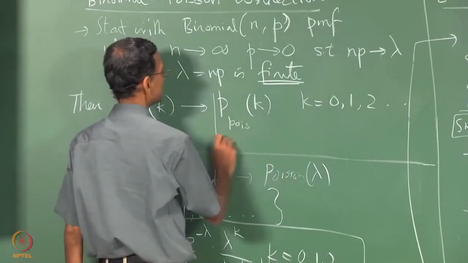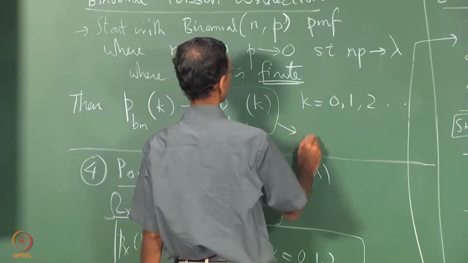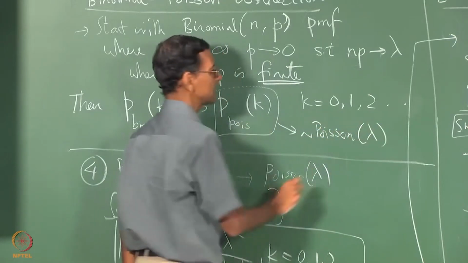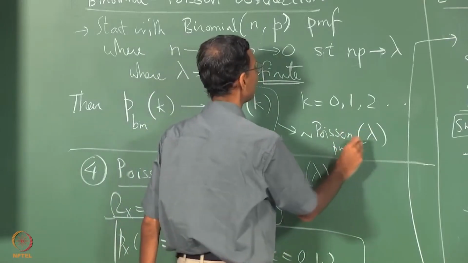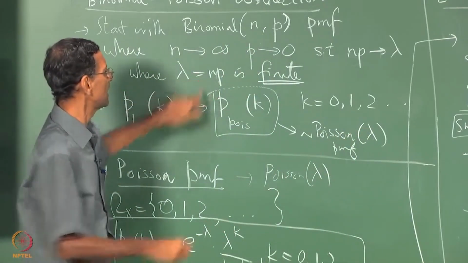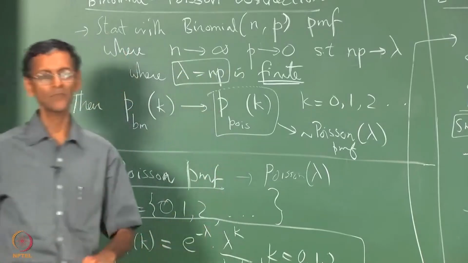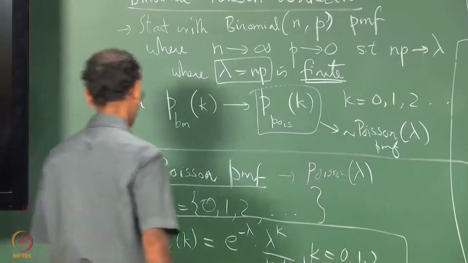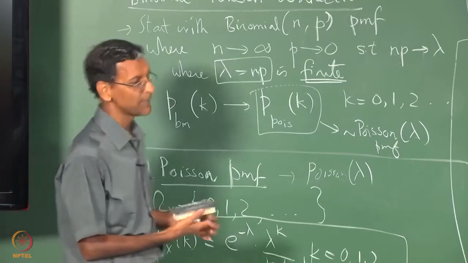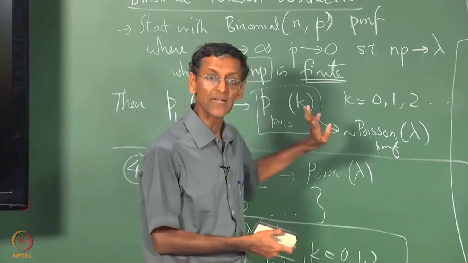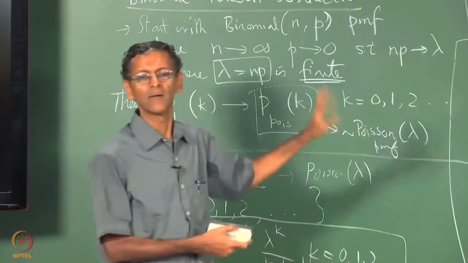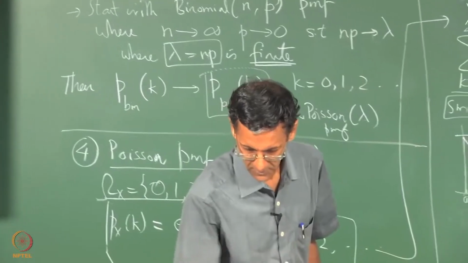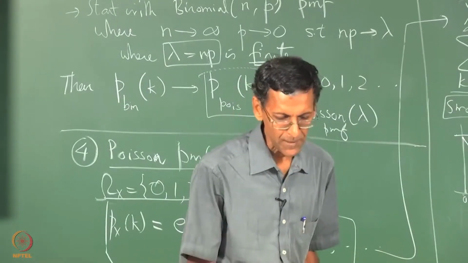So this PMF is Poisson lambda. These probabilities are taken from the Poisson lambda PMF, where lambda is exactly given by np. Have you seen the proof of this? Yes. Okay, so we can skip that. Please go and look at the demonstration; it is a very simple thing. It just comes from the basic properties of the exponential, e power.